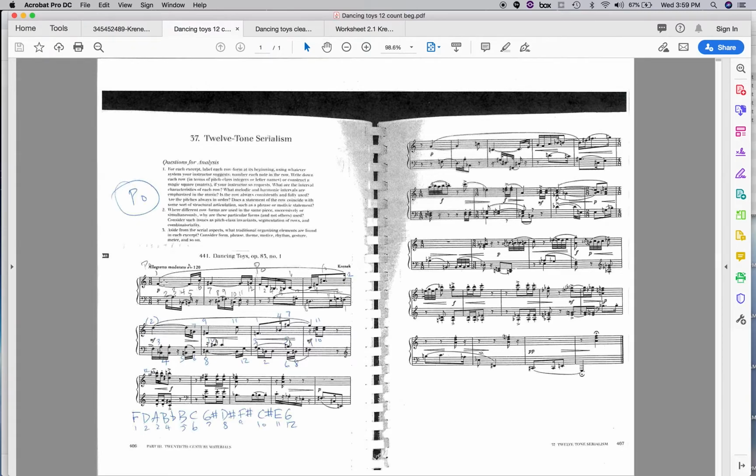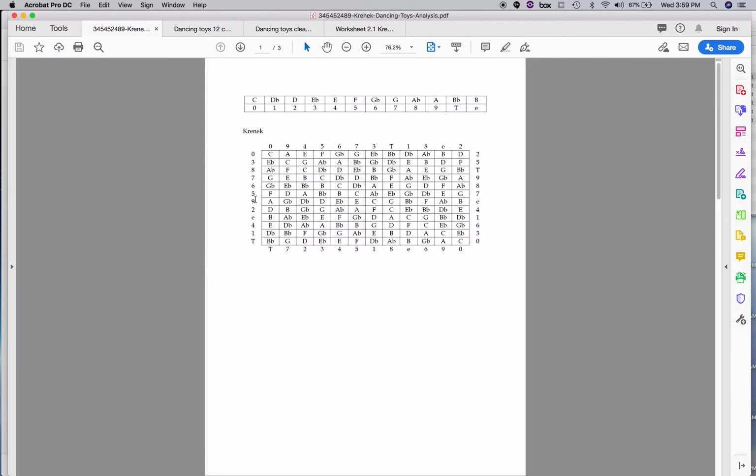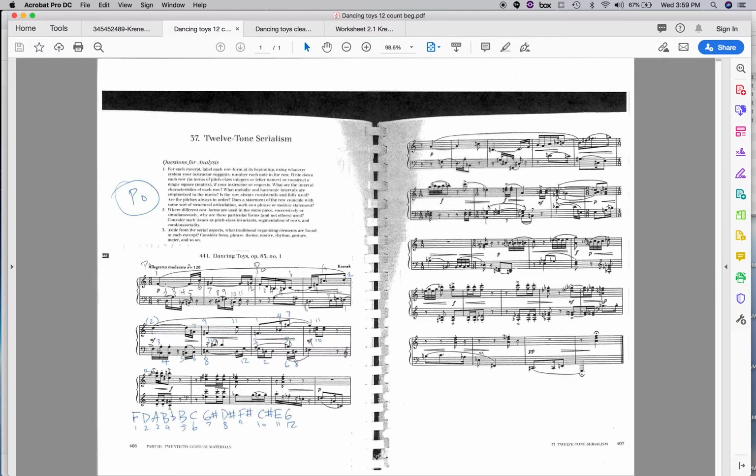rather than P0, this is going to be P5. So let's see, there's 5 right there, P5, F, D, A, B flat, etc. Yes, indeed, that is the row form we start with. Now, let's continue and see what happens.